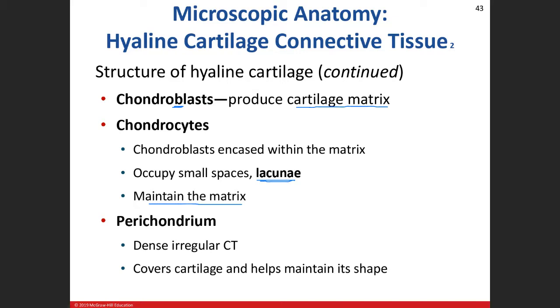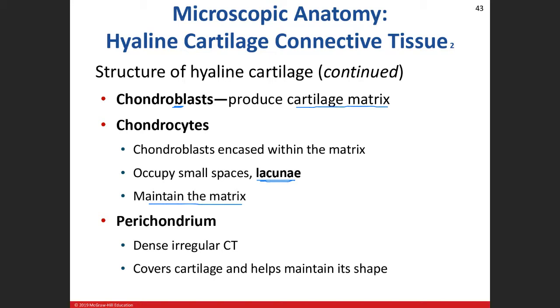86, the perichondrium. Does anyone know what 86 means? Has anyone here worked in a restaurant before? Yeah, surrounding. Yep. 86 means discontinued. That's right. So there is no perichondrium on fibrocartilage.